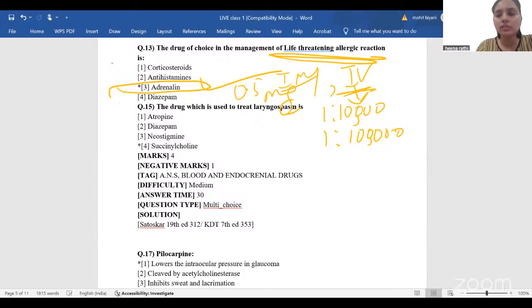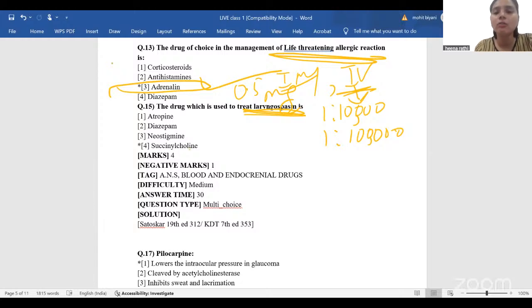So adrenaline is the drug of choice for this. The next question is the drug which is used to treat the laryngospasm, bronchospasm. We will give the dilators. We will give the muscle relaxants like succinylcholine.